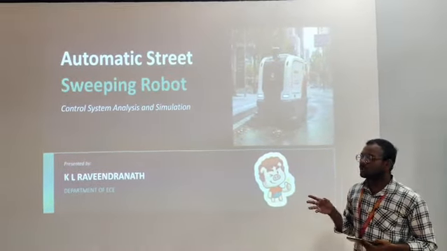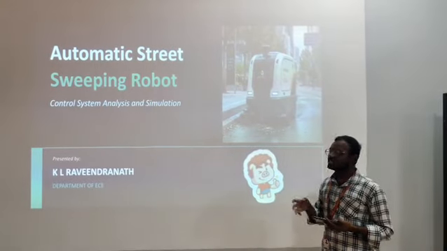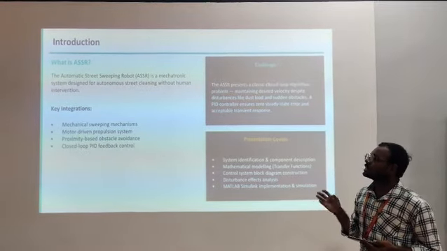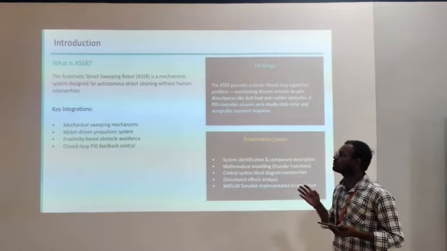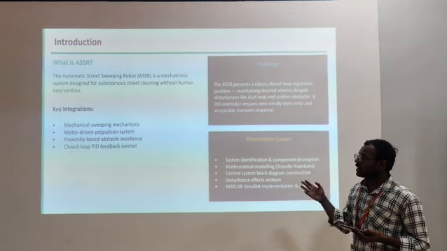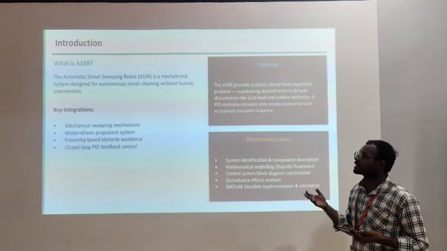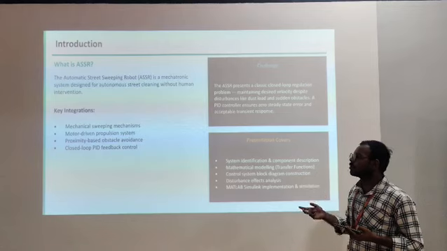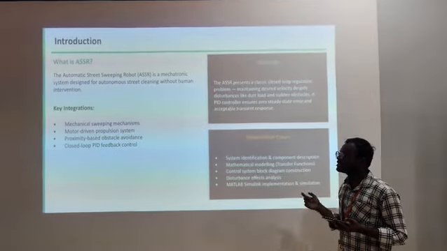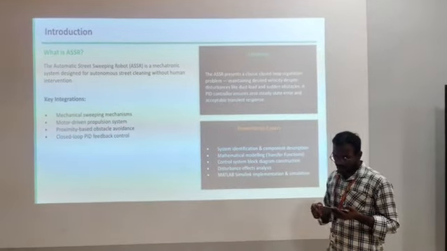I am here to present a small analysis on the automatic street sweeping robot. What is an automatic street sweeping robot? It is a mechatronic system designed for autonomous street cleaning. What are the key integrations done in this project? Mechanical sweeping mechanism, motor driven propulsion system, proximity based obstacle avoidance, closed loop PID feedback control.